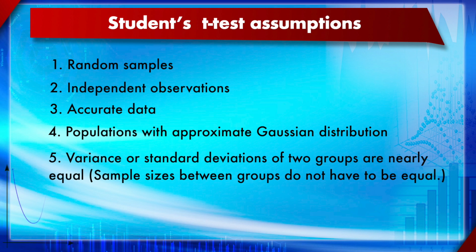But sample size between the two groups need not be equal. So one group can have a slightly lesser sample size while the other group has slightly more sample size. No problem, you can still do the T-test. But if the variances are totally different, then probably this T-test is not a good answer for it. But a little bit of variance difference is tolerated.